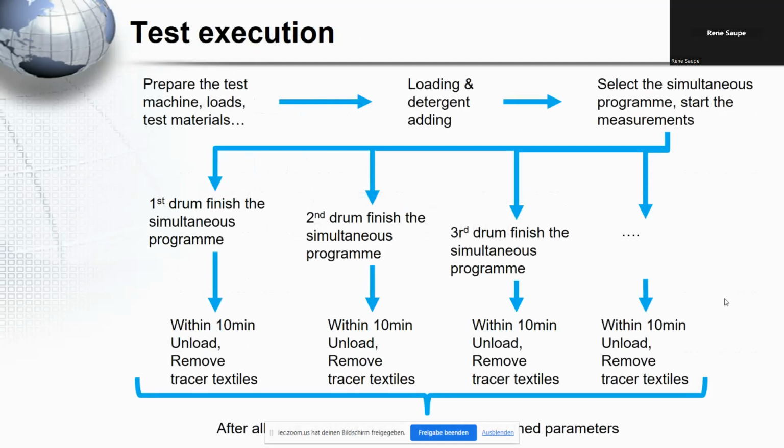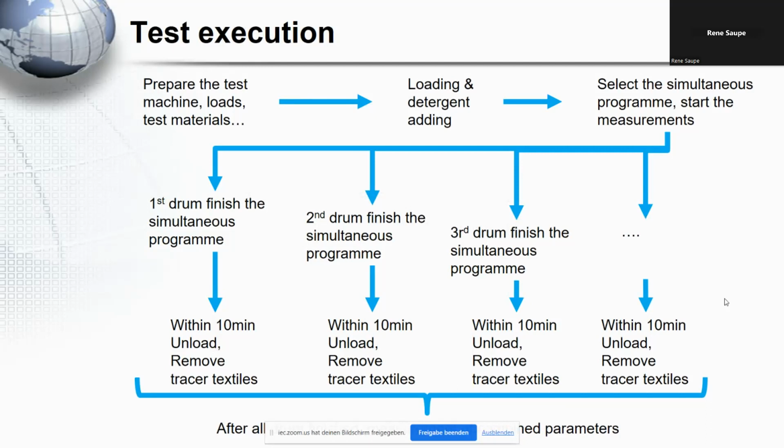So here we can see on this slide the test execution. You can see we start from the top with the preparation of the test load. We prepare the machine, do the conditioning, put the test materials, the monitors on the test load. We load and put the detergent to the chamber. We select the simultaneous program and start the measurement.